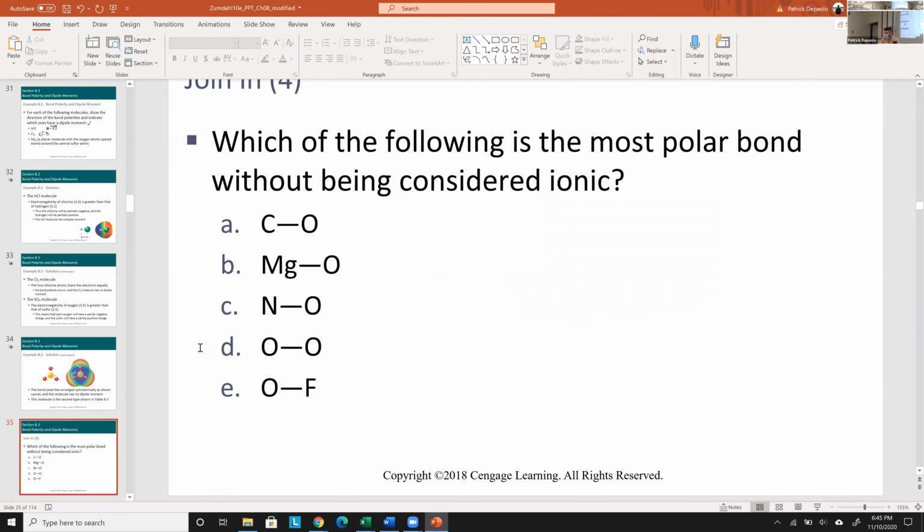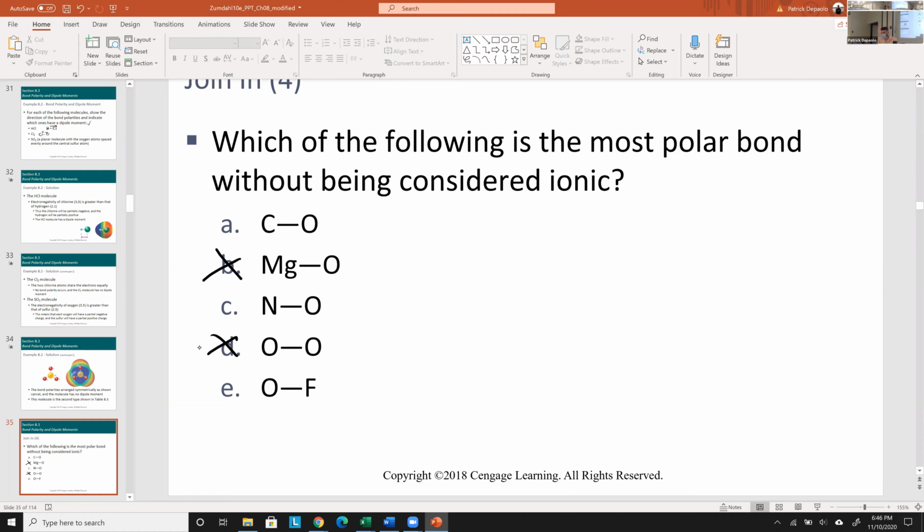So which of the following is most polar without being considered ionic? This is a good one. I like this question because they say without being considered ionic. So which one will you automatically kick out? Not C. Not D. Well, yeah, D. Yeah, D for being most, because it's not polar at all. Yes. But I was talking about the without being considered ionic part. Yeah, B. So B is ionic. It's the only one here that's ionic. But good, both of you.